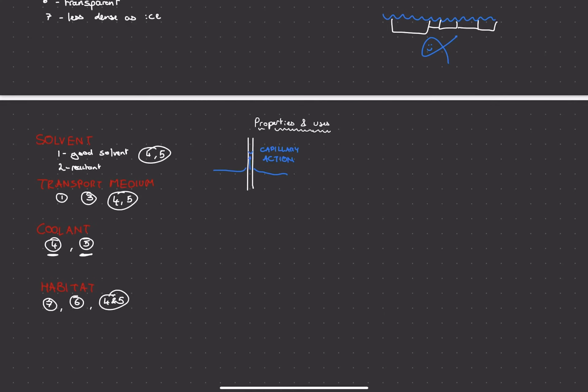And number 1 is pretty useful as well, the fact that it's a solvent, because it means that it can dissolve things like oxygen in it. So if I'm a fish, I can breathe underwater because water is a solvent, so it dissolves oxygen.